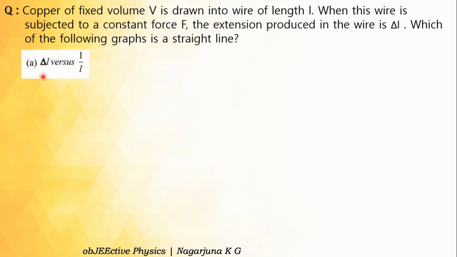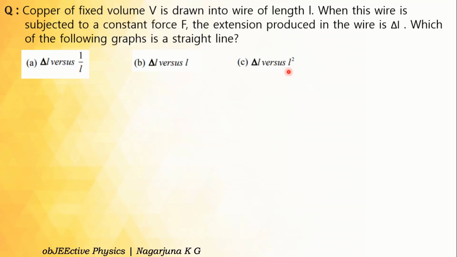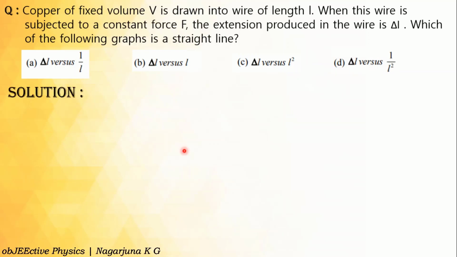Option A, delta L versus 1 by L. Option B, delta L versus L. Option C, delta L versus L square. Option D, delta L versus 1 by L square.